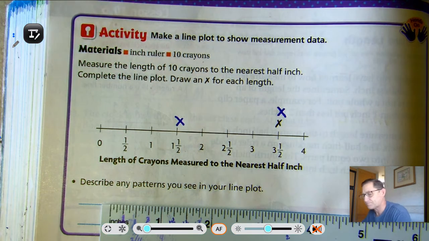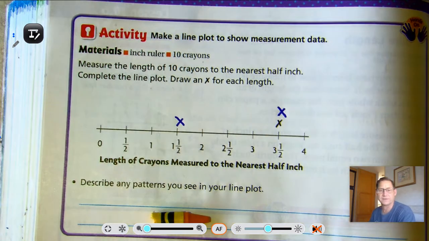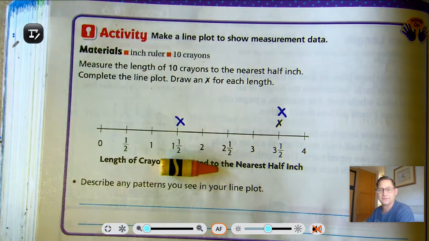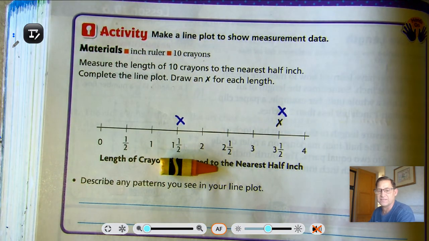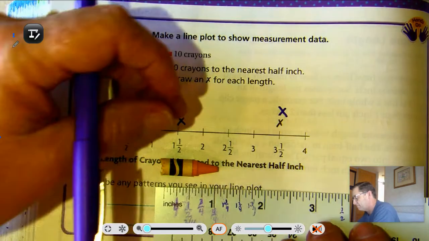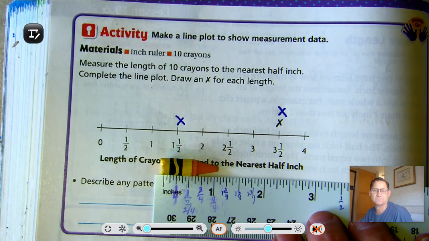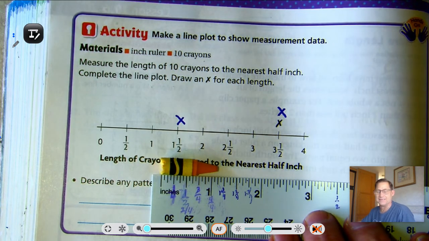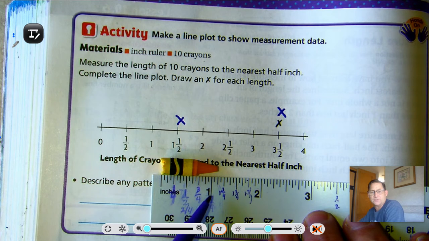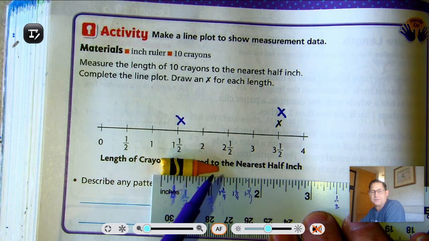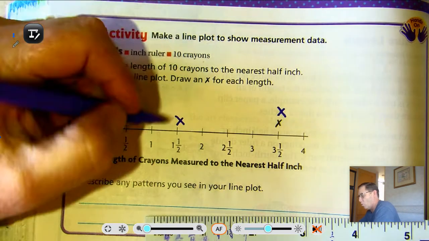Okay, now find another one. So I got this real tiny guy here. How much do you think that is? Think that's about an inch? Could be. Let's see. So I put it at 0, right there. And it's slightly past 1. So it's in between 1 and 1.5. But it's closer to 1. The end of the crayon is closer to the 1 than it is to 1.5. So I'm going to put that mark at 1.